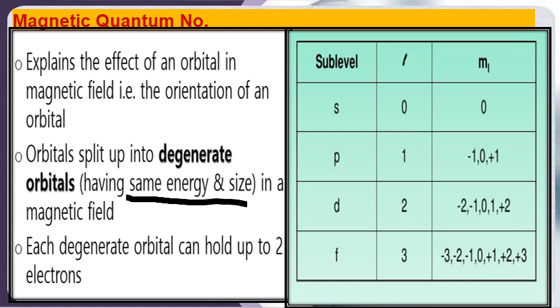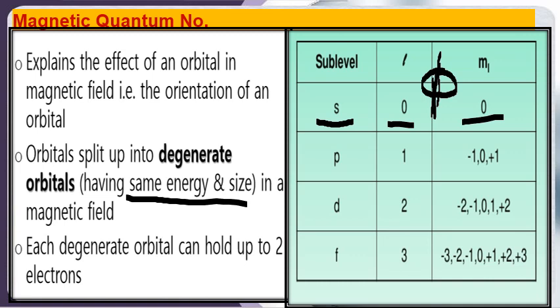Okay, now here we have the value of M, the magnetic quantum number, for the sublevel S. As you know, the value of L for this subshell is 0, so the value of M will also be 0. It means the probability of finding this orbital lies only at the central axis. Everywhere around this, it is spherical, the density is equal everywhere, as it is a spherically shaped orbital.